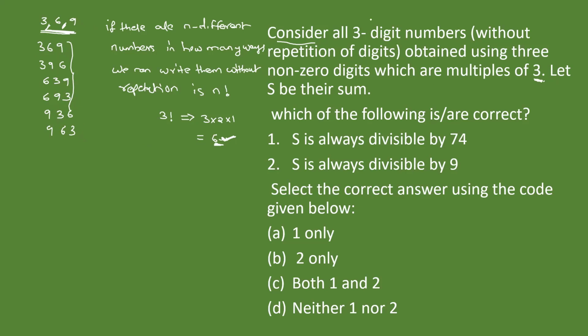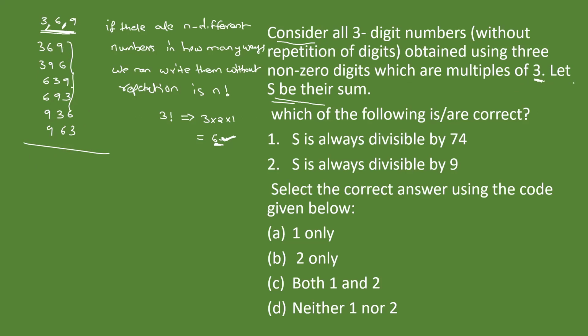Now what they are doing is, let S be their sum. After considering all the three-digit numbers, let S be their sum. That means now we need to add all these numbers. So please see here, students. In all the rows, 2 sixes, 2 threes and 2 nines are common, right? In all the rows. Why? Because of the similar sum.